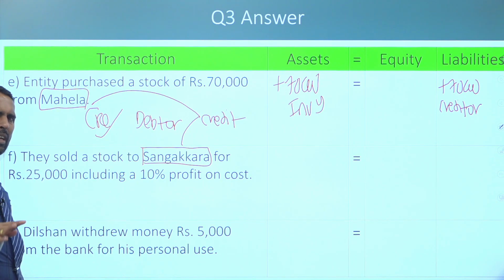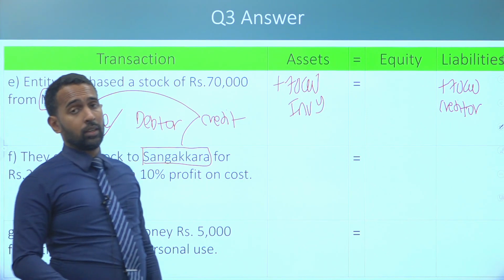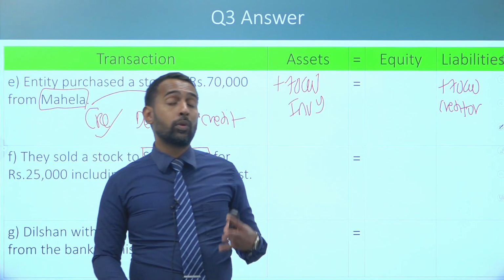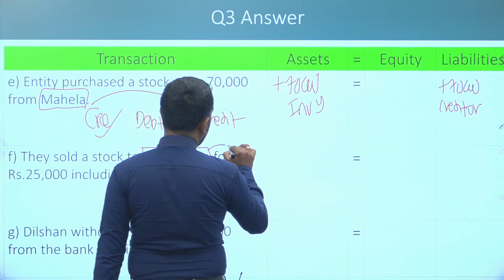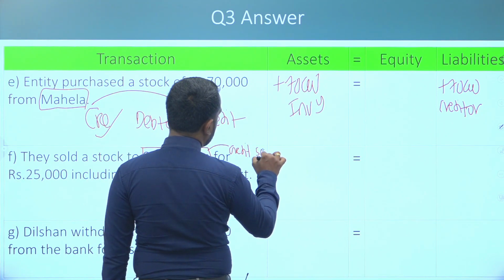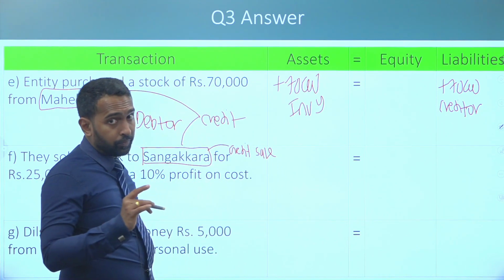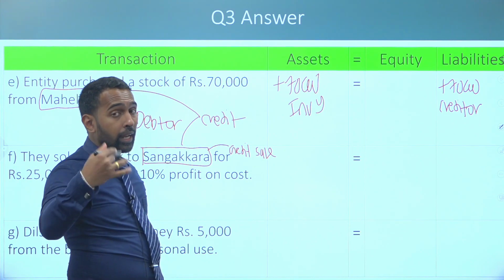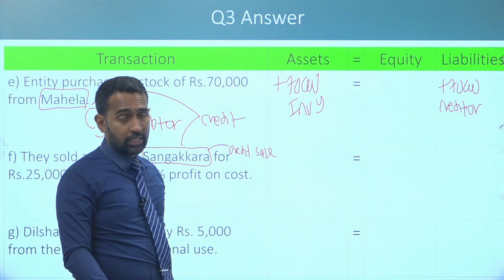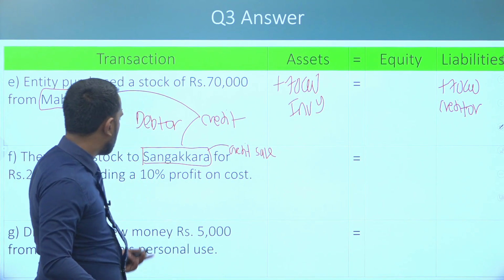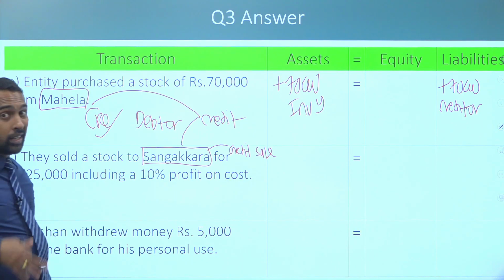They haven't mentioned whether it is cash or credit. Because they gave Sangakkara's name, we have sold this on credit. Okay, so then this is a credit sale. When you sell on credit, you get a debtor. Sangakkara is going to be a debtor, a credit customer. We are creating a debtor.